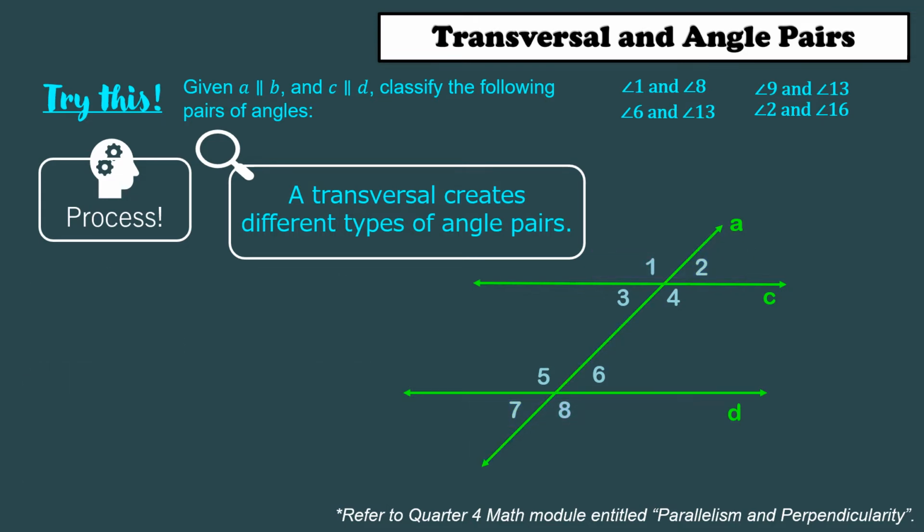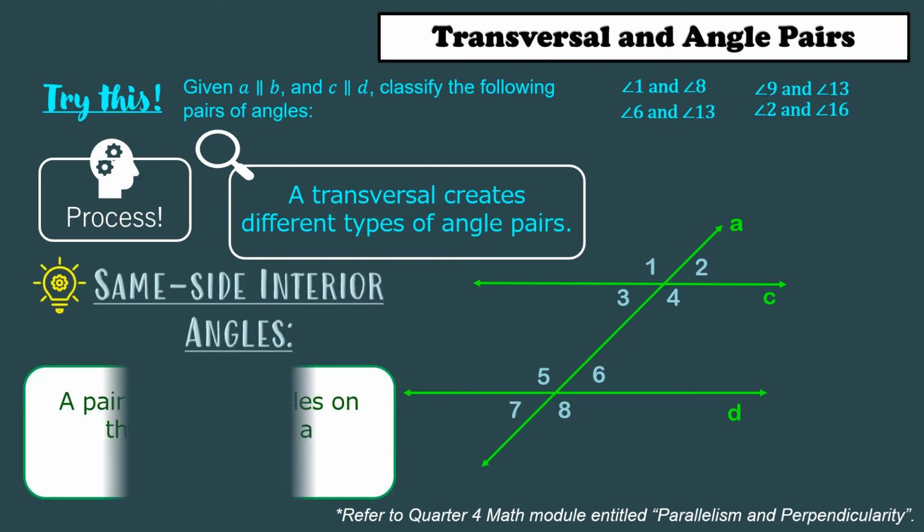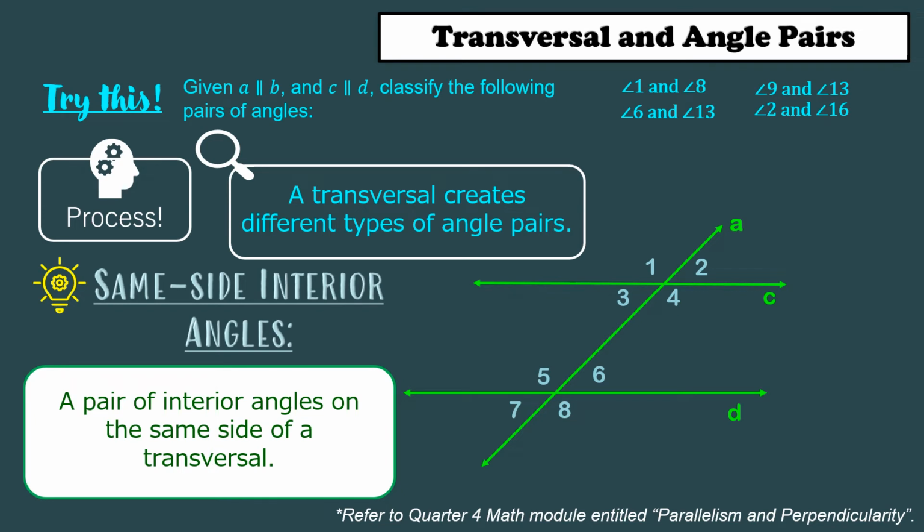Another type of angle pairs is the same side interior angles, which is a pair of interior angles on the same side of a transversal. In our figure, we focus on the interior angles found on the same side of the transversal A. Thus, our same side interior angles are angles 3 and 5 and angles 4 and 6.